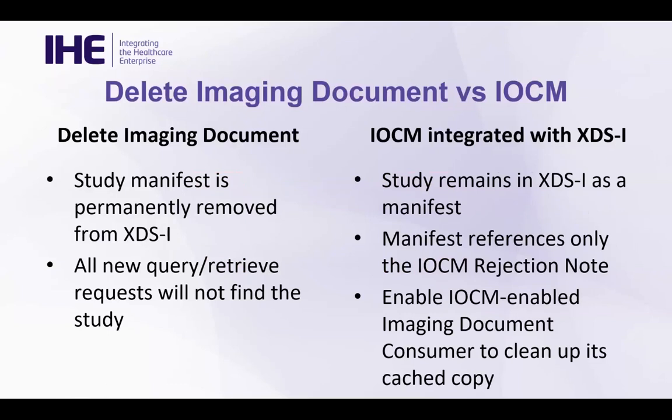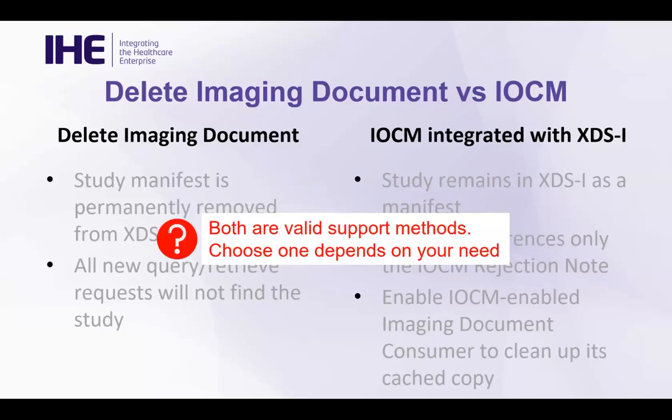which has already cached a previous copy of the study, for example, then when they try to retrieve it again, they will detect that there's now a new manifest which has a rejection note in it. So since it is IOCM enabled, it can actually apply the rejection note and reject the local cached copy accordingly. So both methods have pros and cons.